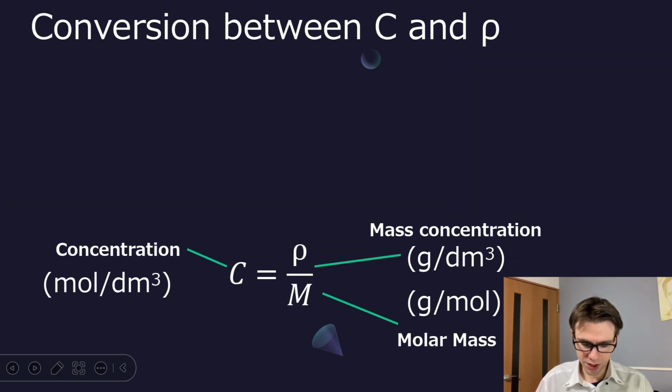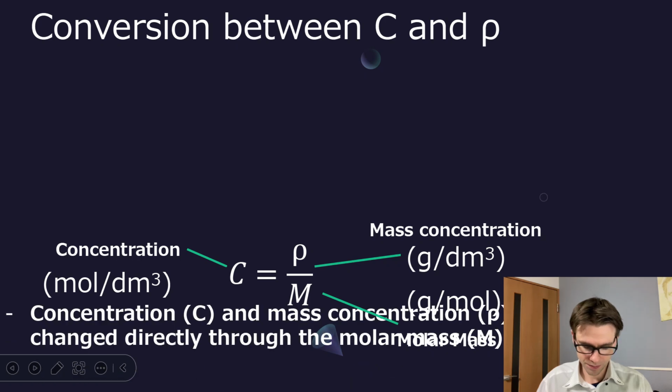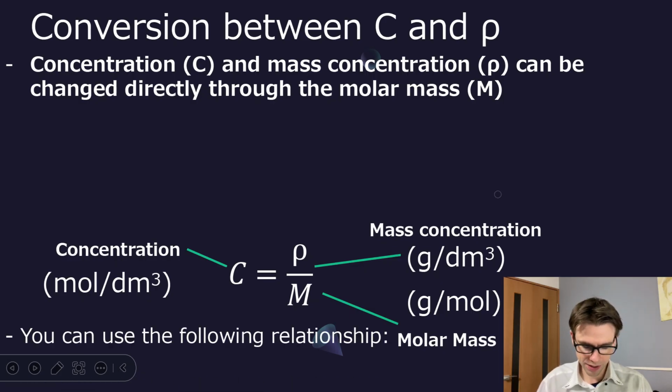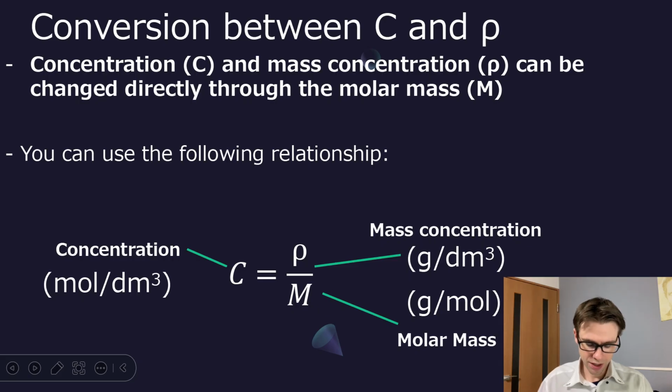But there's a cool trick to quickly convert between concentration and mass concentration. So concentration C and mass concentration rho can be changed directly through the molar mass, and this relationship exists. Concentration equals rho over M, where rho is the mass concentration and big M is the molar mass. So we'll have gram per decimeter cubed divided by gram per mole. That will give us the units that we require, mole per decimeter cubed, for concentration.